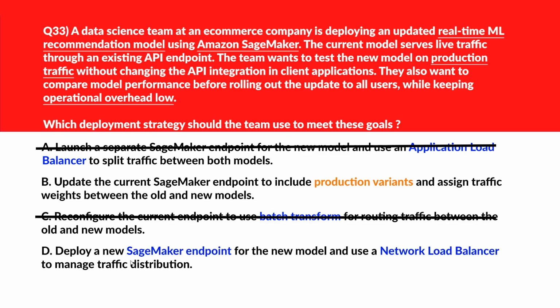D says deploy a new SageMaker endpoint for the new model and use an NLB to manage traffic distribution. Network load balancer, that is NLB, lacks native integration with SageMaker endpoints for traffic-aware routing. We'll reject it. We'll lock option B as the right answer.